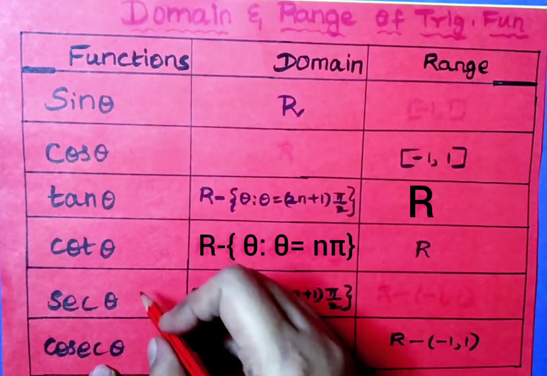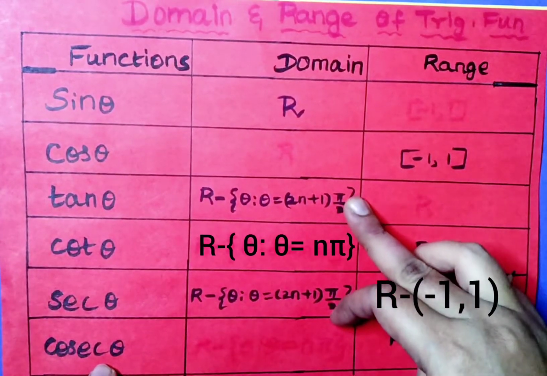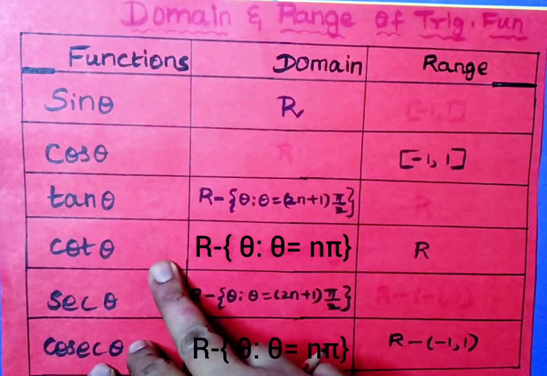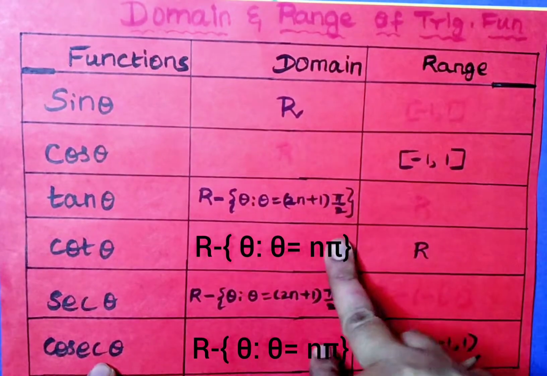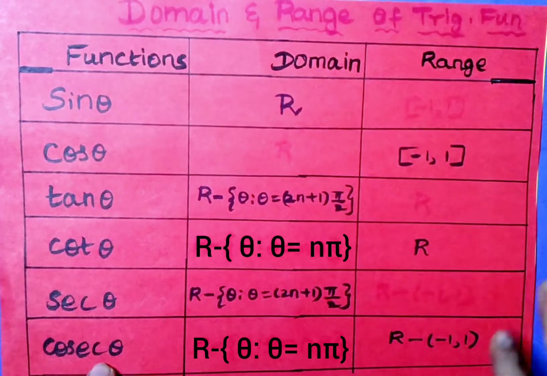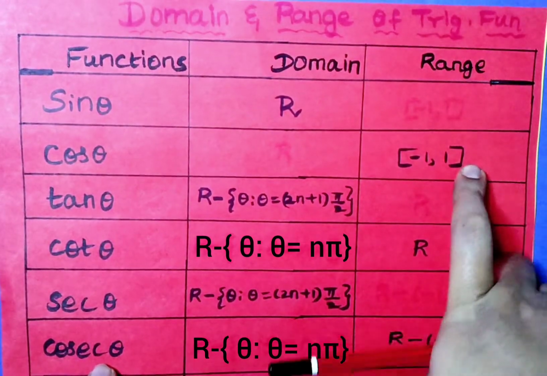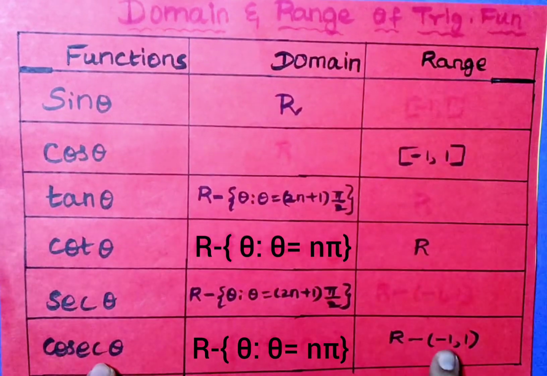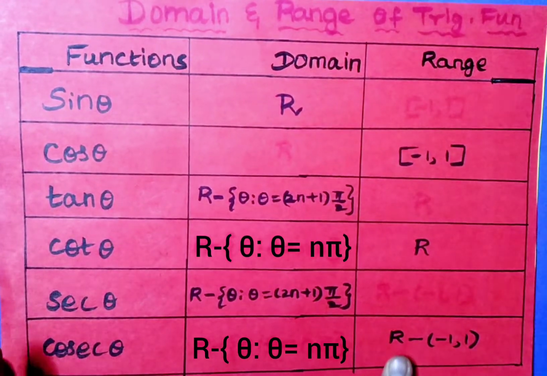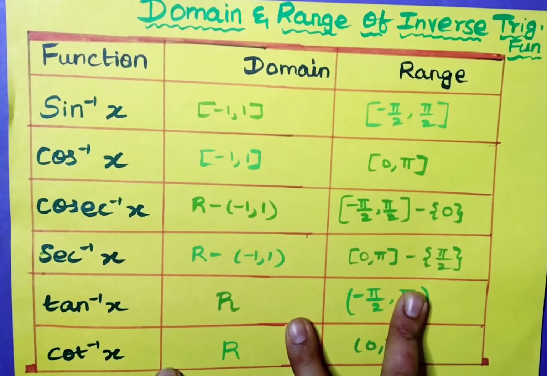Secant again is 1 by cos, so tan and secant have the same eliminations. For cot and cosecant, sin is in the denominator, so these domains will be the same. But for tan and cot, the range is real numbers. For sin and cos, it is the closed interval of minus 1 to 1. For secant and cosecant, it is everything except minus 1 to 1. You should be thorough with this domain and range to solve the first exercise.